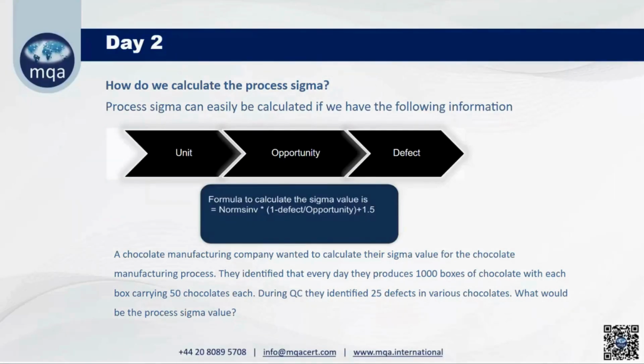So how do we calculate process sigma? We have unit, we have opportunity, we have defect. Now a chocolate making company wants to calculate the sigma value of its chocolate manufacturing process. You will find this example on YouTube also. They identified that each day they produce 1,000 boxes of chocolate, each carrying 50 chocolates. During QC, they identified 25 defects in various chocolates. What would be the sigma value?